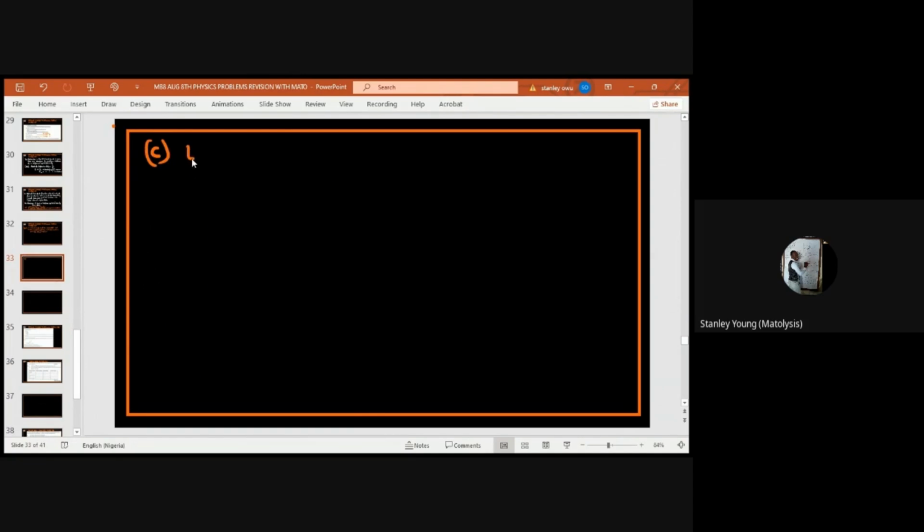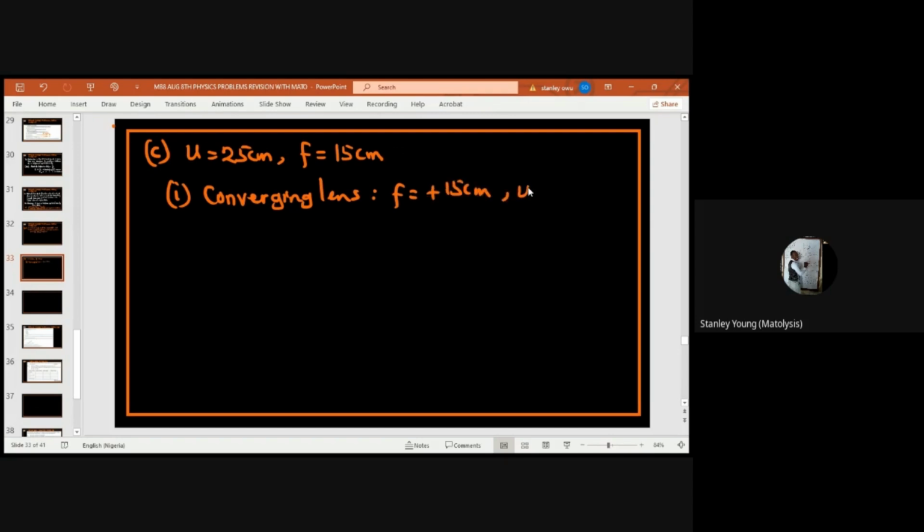We have u equals 25 centimeter. We have f equals 15 centimeter. So in Roman figure 1, we are dealing with a converging lens. Converging lens. That means f is equal to what? Plus 15 centimeter. So we need v.